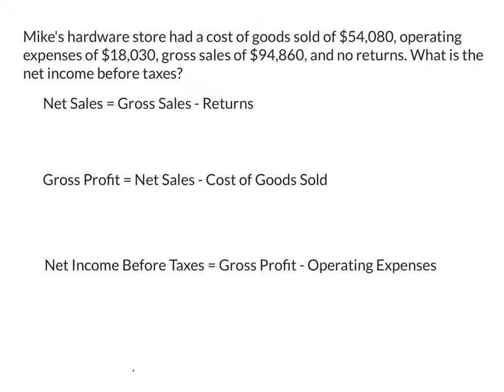Mike's hardware store had a cost of goods sold of $54,080, operating expenses of $18,030, gross sales of $94,860, and no returns. What is the net income before taxes? For this problem, we need to utilize three formulas. And that's because if we look at our last formula, this formula tells us how to find the net income before taxes, and that's what we're asked to find in this problem.